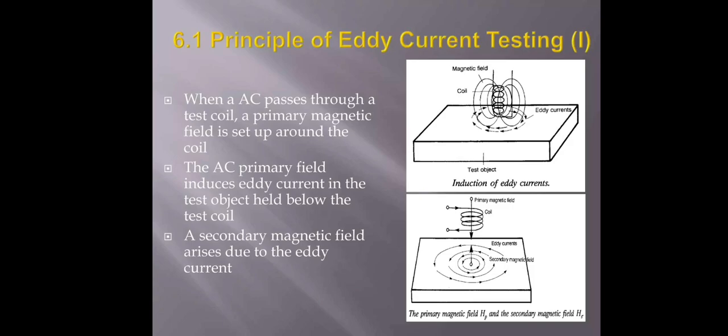Principle of eddy current testing. As the image shows, when an AC passes through a test coil, a primary magnetic field is set up around the coil. The AC primary field induces the eddy current in the test object held below the test coil. The secondary magnetic field arises due to the eddy current.